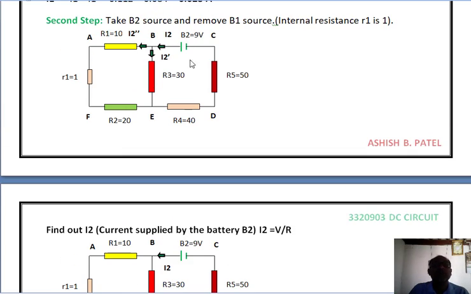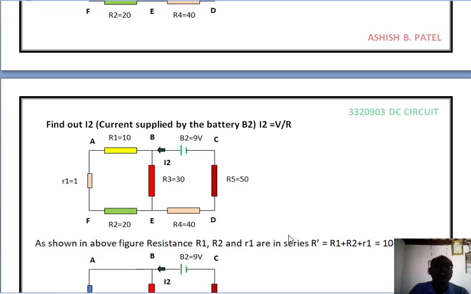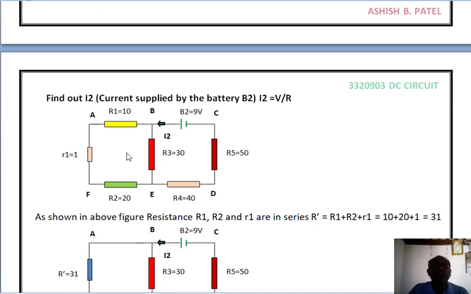Now similarly you can find the current supplied by this battery, I2. It is nothing but V upon R. We have V, but we do not have the equivalent resistance of the circuit. So similarly you can apply the same rule. Here you can say that resistance R1, small r1, and R2 are in series. So here we can write R dash is equal to R1 plus R2 plus small r1. Put the values of R1, R2 and small r1.